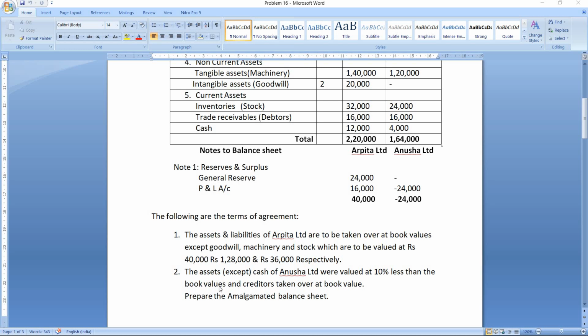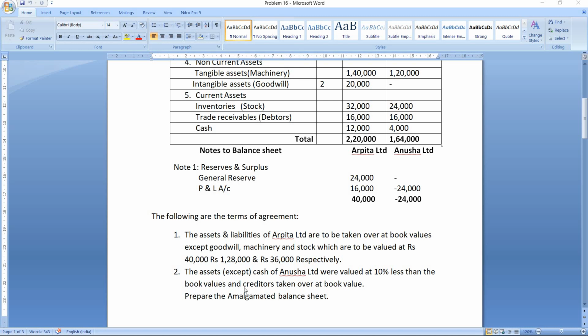That is why we call this problem amalgamation in the nature of purchase, because the condition is not satisfied. And here you can see, except for cash, all the assets of the second company, that is Anusha Limited, are to be valued at 10% less than the book values. So in case of the second company also, the condition is not fulfilled because the assets are not taken at book value, they are taken at 10% less than the book value. So from this we can conclude that this is amalgamation in the nature of purchase. I hope you understand why it is called amalgamation in the nature of merger or purchase.